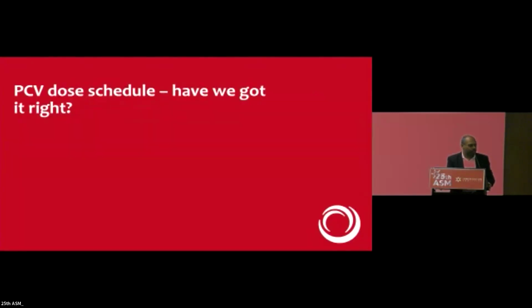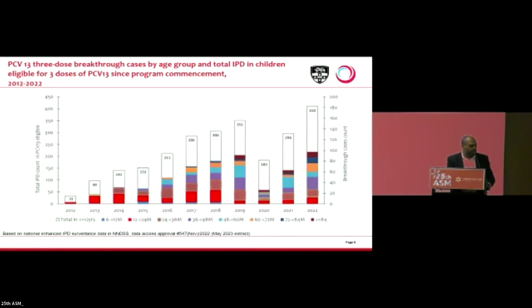So moving on to showing some of the assessments of ours, looking at what the change in the dosing schedule did. So this is showing you again, based on IPD notifications, the breakthrough cases in children who have received 3 doses of PCV13. So that's vaccine type disease in children who have received 3 doses of PCV13. So that's the colored portions of those bars, and the full height of the bar shows total IPD in children who are eligible to receive 3 doses of PCV13 from program commencement.